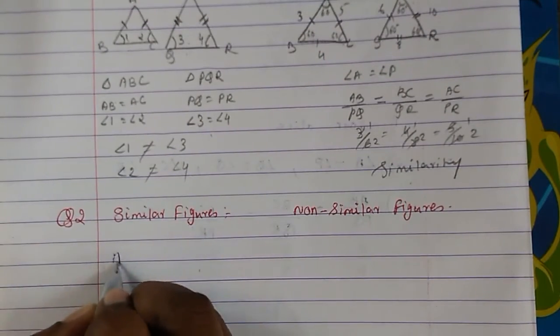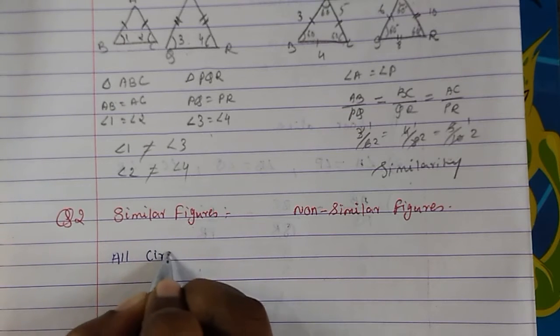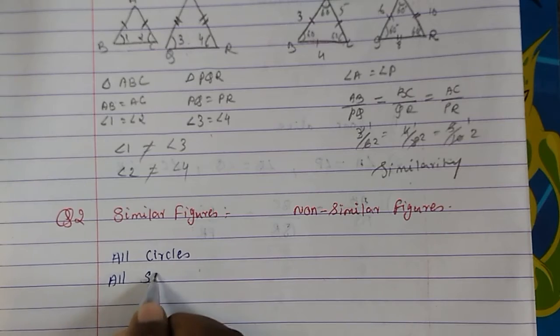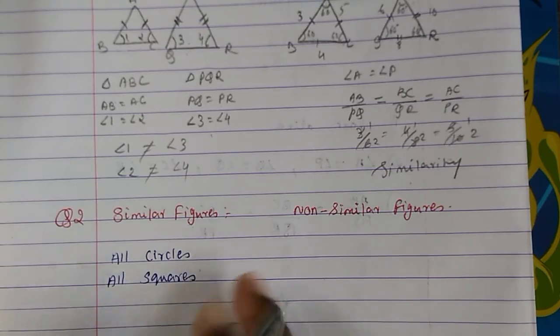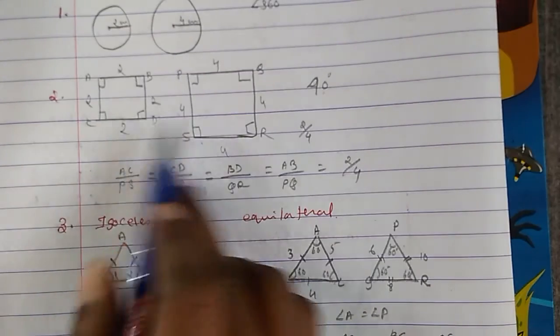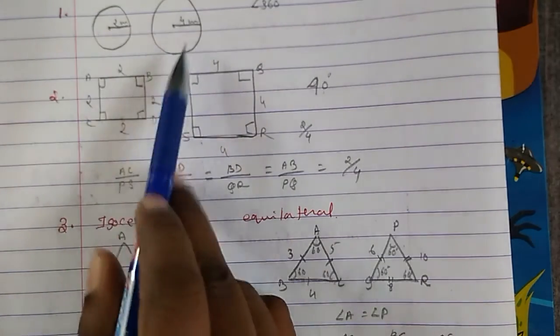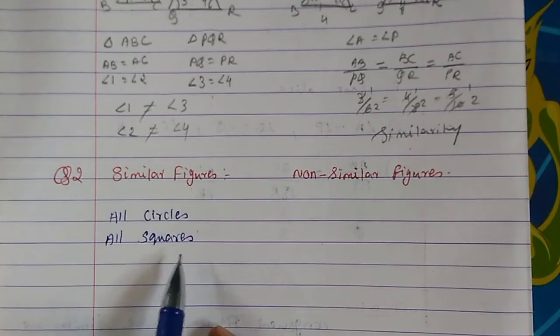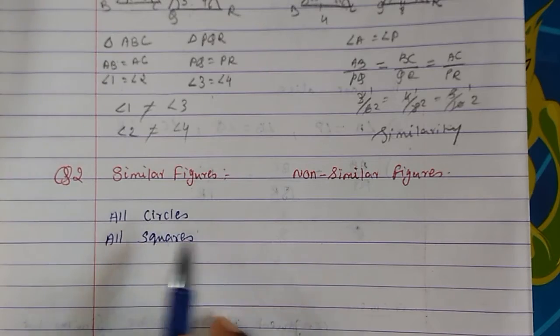So all circles you can take, all circles can be similar, and all squares also can be similar. You see, they are similar: angles are equal here, angles are equal here also, so they look alike, and all the conditions are fulfilled. So all circles and all squares you can take for similar figures.